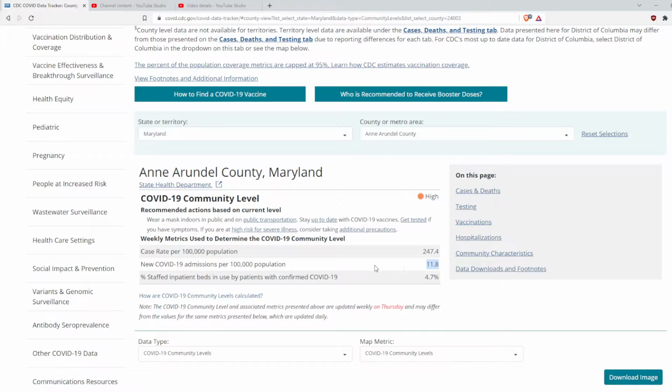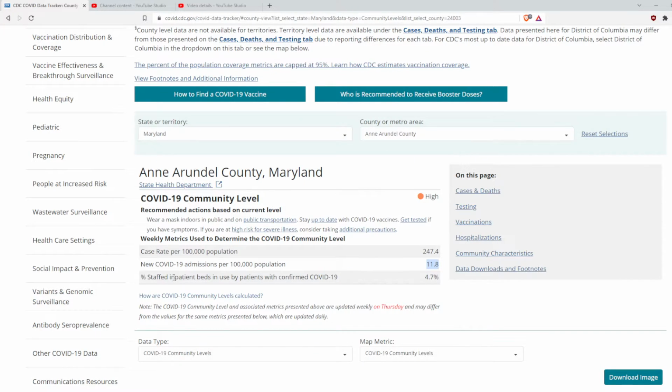If we go to Anne Arundel County, it says that the new COVID admissions per 100,000 is 11.8. Today is June 4th, so 2 days ago, sorry, it's a Saturday, 2 days ago would have been a Thursday. They should have updated this level on Thursday, but this number has not changed at all since Thursday. So I don't know how that gets updated.